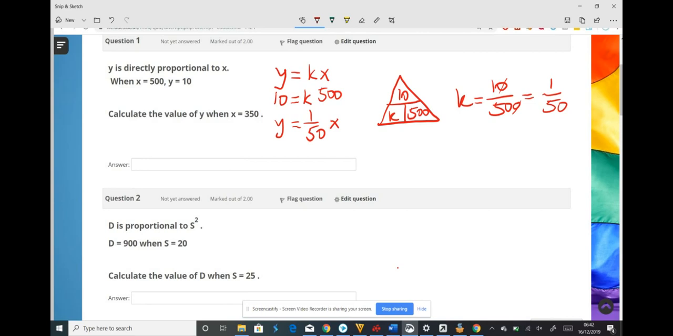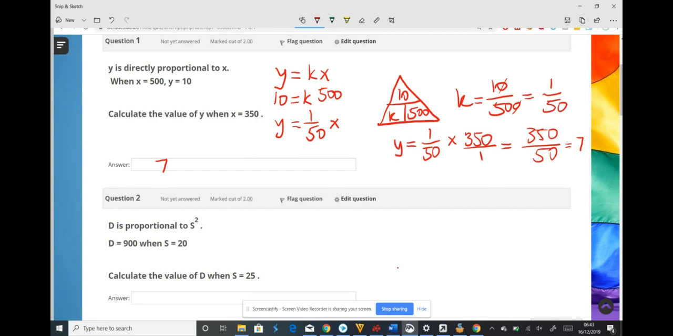So now to calculate the value of y when x is equal to 350. So I can write this as 350 over 1, which means I have got 350 times 1 over 50. By simplifying this, we get 7. So the value of y when x is equal to 350 is 7.